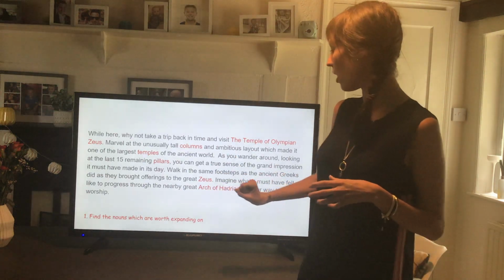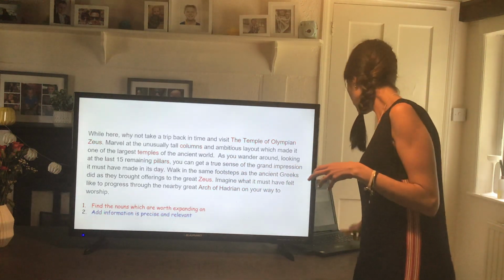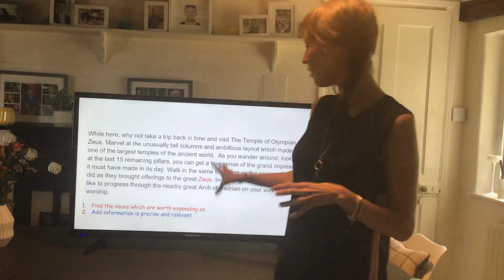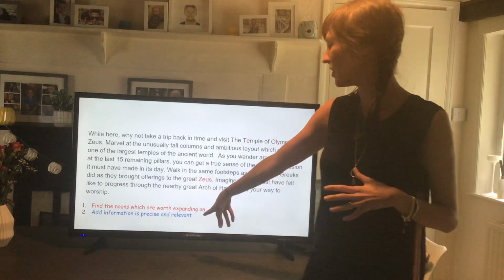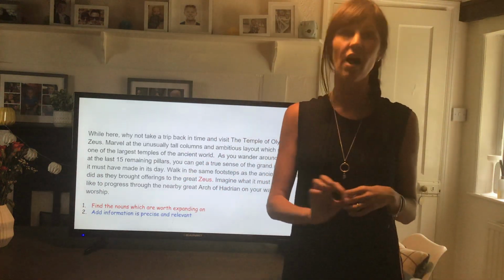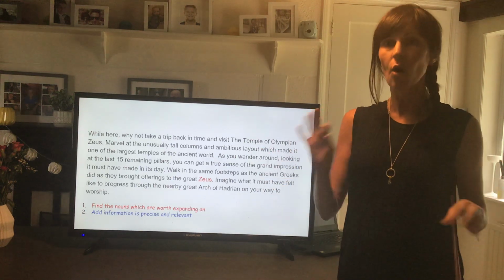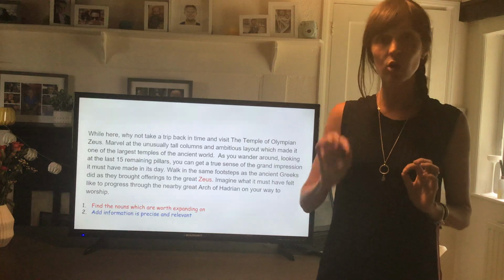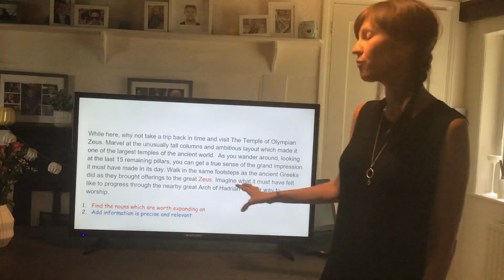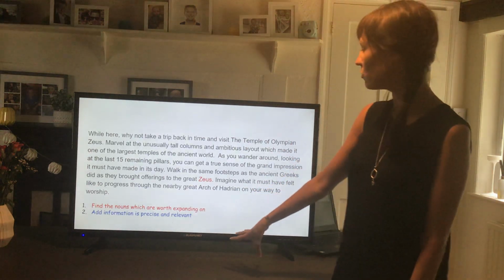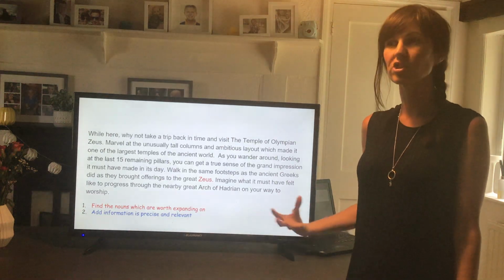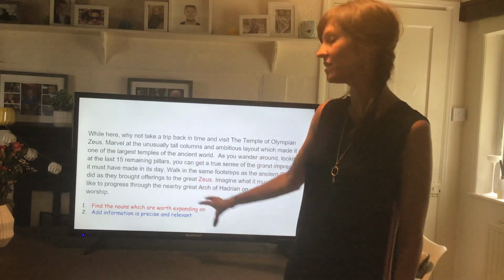So the first one that I've looked at is, I'm going to look at Zeus. So now we've decided on a noun, the next tip is to add information which is precise and relevant. We don't really want to waffle on for sentence after sentence. Just one small clause that really gives that important information is all we need. So before we do that, we don't want to repeat anything. We want to make sure that it fits in with the rest of the sentences around it.